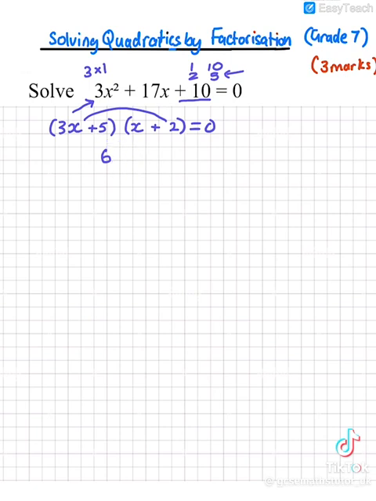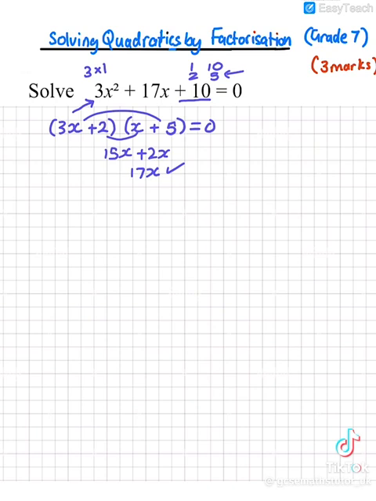So I'm going to get rid of this, and I'm going to put in 2 over here and 5 over here, and then check again. 3x times 5 is 15x, and then 2x added to that makes 17x. So we know that this is correct, and then 5 times 2 makes 10. So this is our factorization of this quadratic equation.